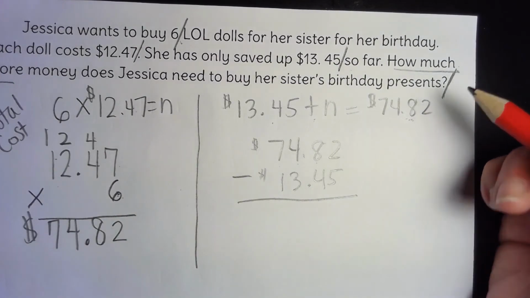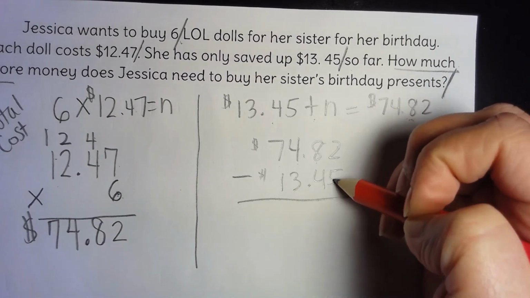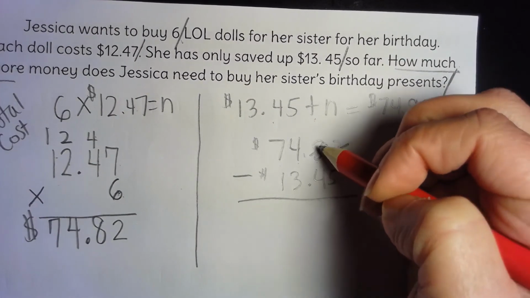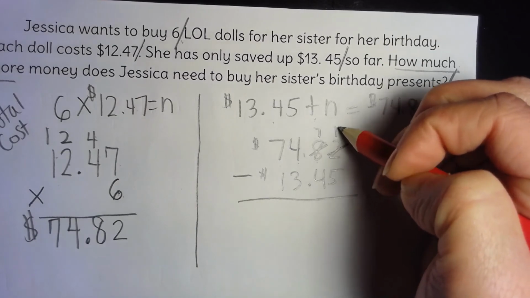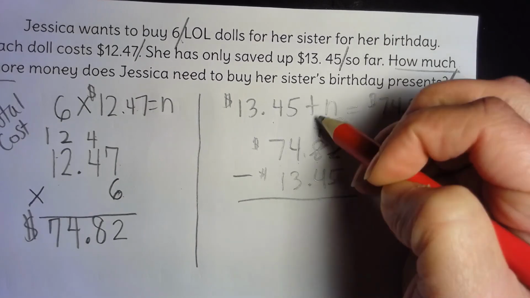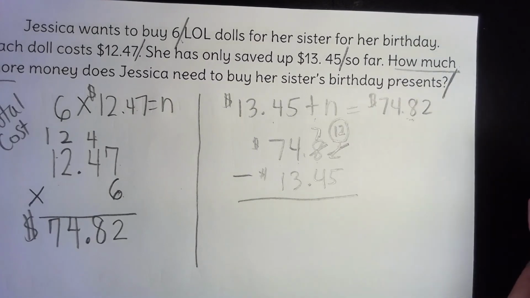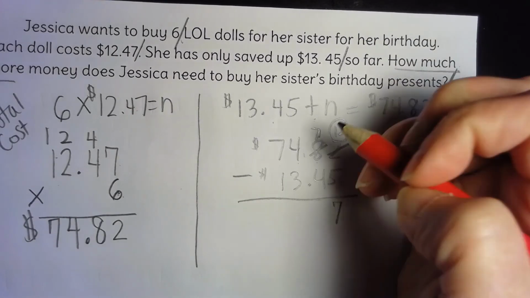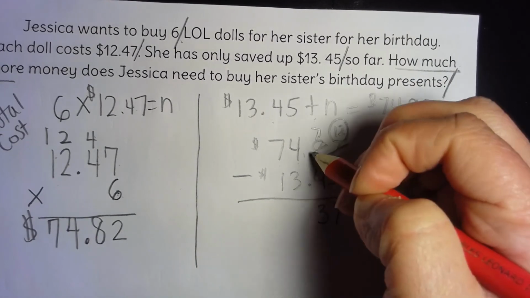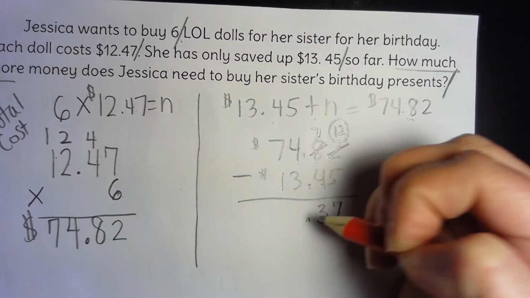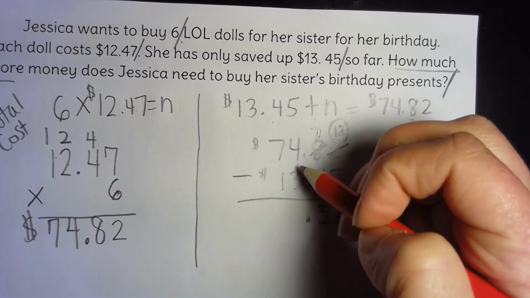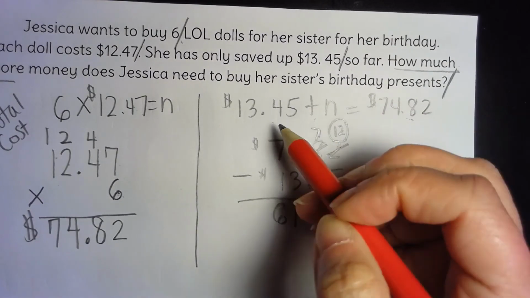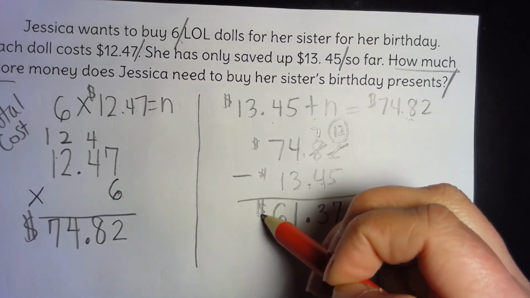Okay. Then we do 2 minus 5. You can't do, so slash this, the 8 becomes a 7, the 2 becomes a 12, and I'm going to circle it. 12 minus 5 is 7. 7 minus 4 is 3. And I need to bring down these decimal points. Then I do 4 minus 3 is 1. 7 minus 1 is 6. Then I bring down these dollar signs.